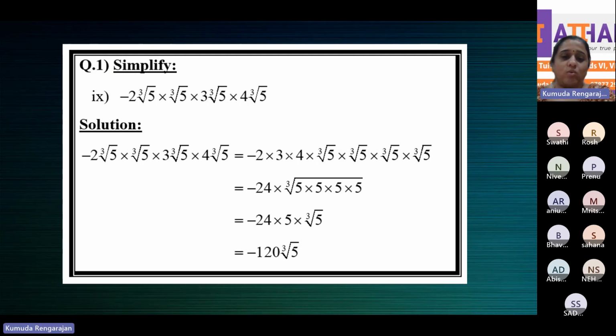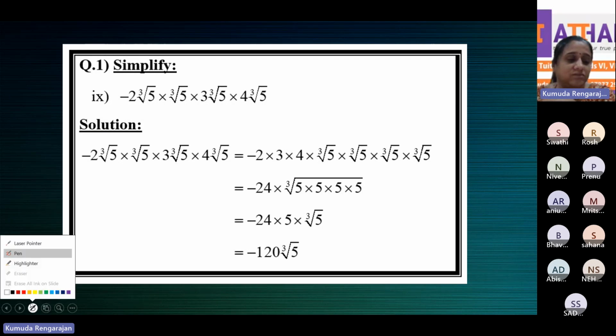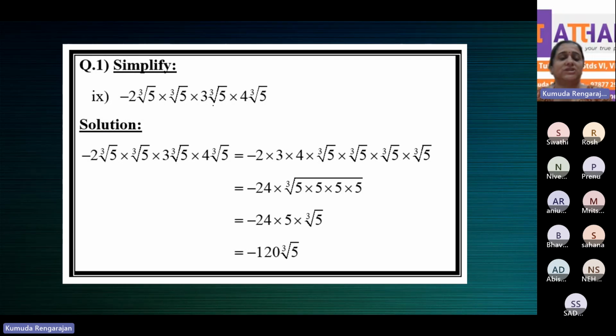Let me tell you how I have started the answer. It's multiplication everywhere. See, this is -2 into cube root of 5, into cube root of 5 into 3 into cube root of 5, into 4 into cube root of 5. It's a product everywhere.